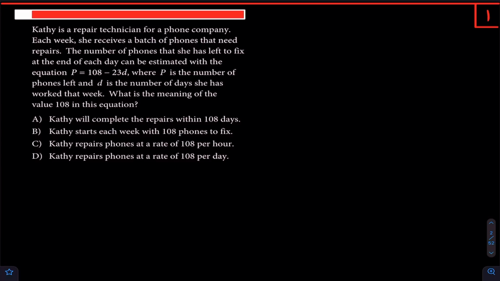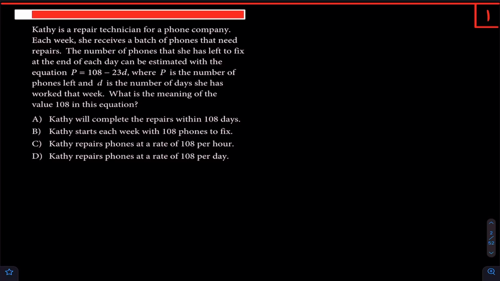So let's start off with problem 1. Problem 1 says that Kathy is a repair technician for a phone company. Each week, she receives a batch of phones that need repairs. The number of phones that she has left to fix at the end of each day can be estimated with the equation P equals 108 minus 23D, where P is the number of phones left and D is the number of days she has worked that week. What is the meaning of the value 108 in this equation?